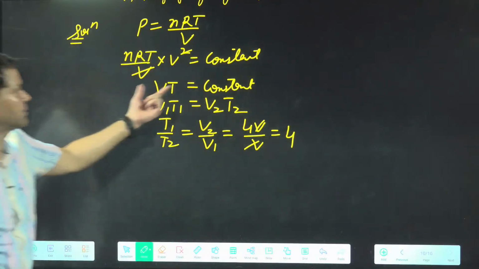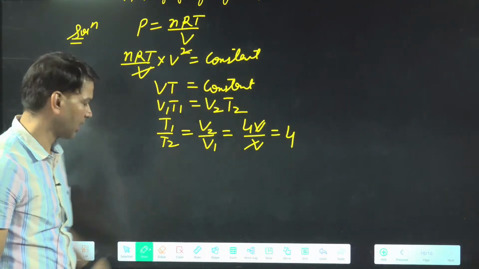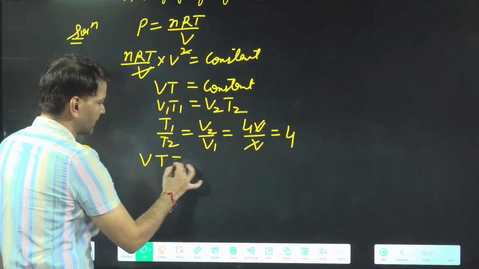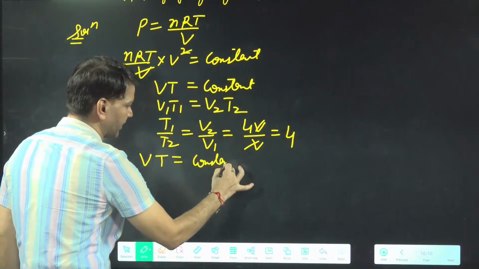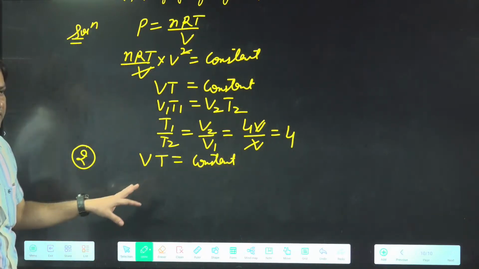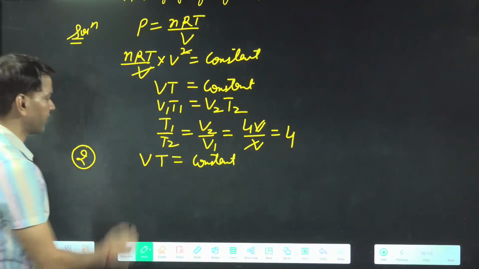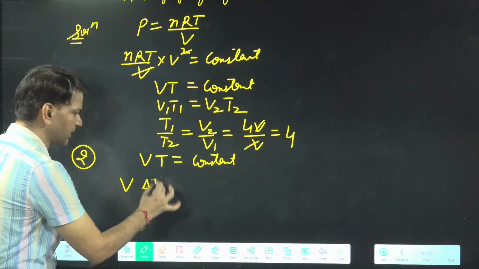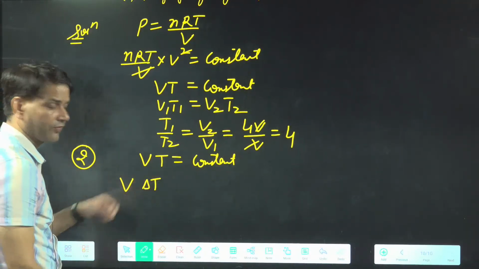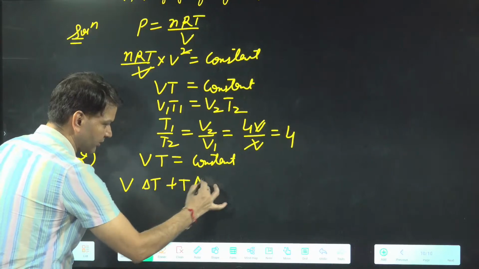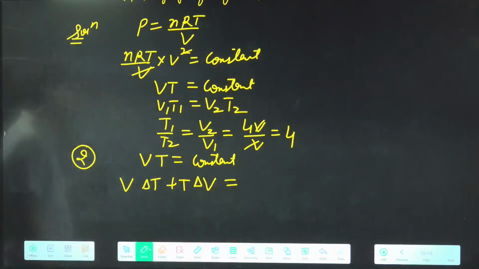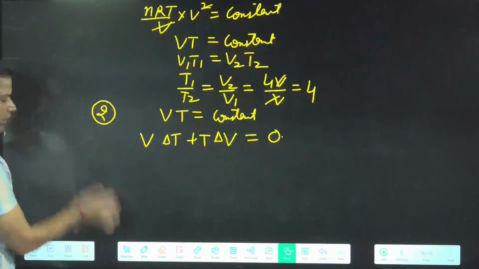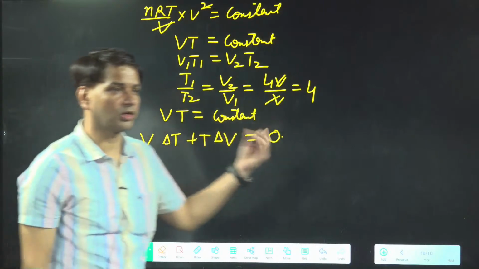Now from this VT is equal to constant, I can find the gamma. How? For gamma I need delta V and delta T. So differentiate it. When you differentiate, you get first function into differentiation of the second, plus second into differentiation of the first, which is equal to differentiation of constant, which is 0. Product rule, I think everybody knows, differentiation of the product of two functions.